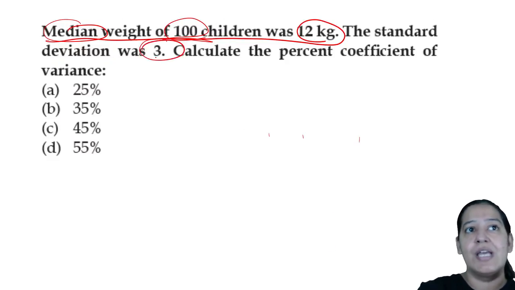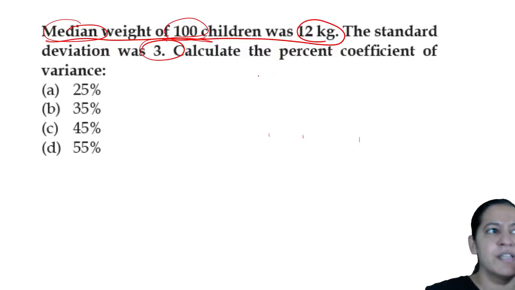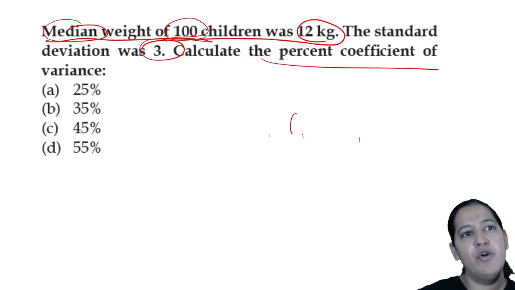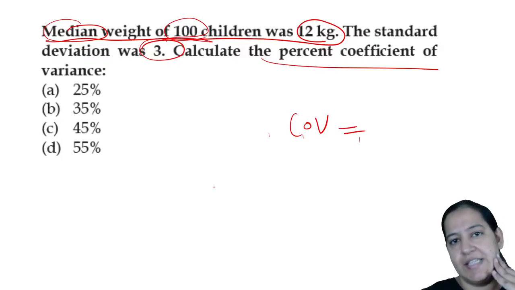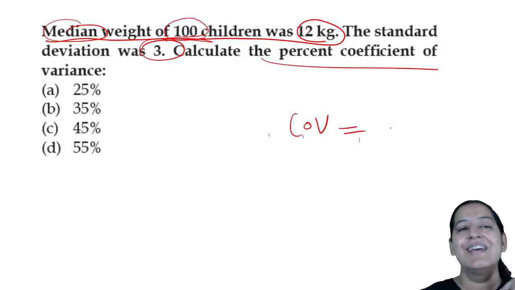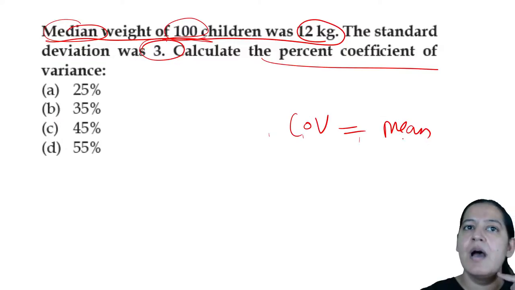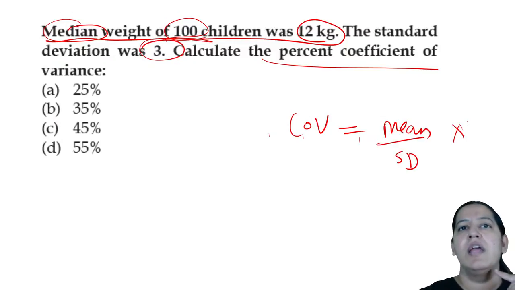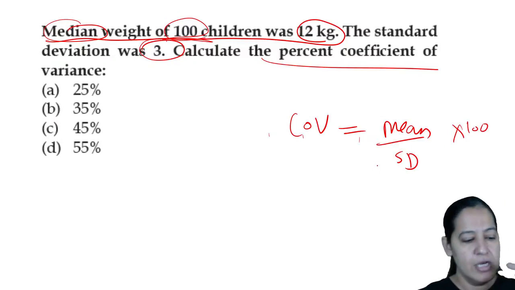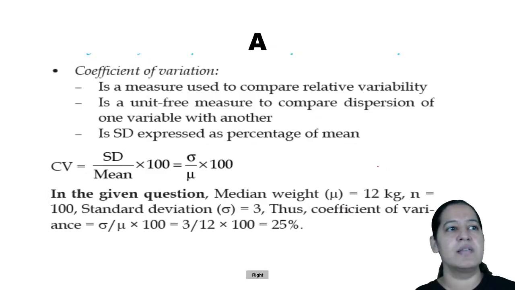Standard deviation is 3, plus minus 3. What is the percentage of coefficient of variance? How will you calculate COV? What is the formula for COV? The formula for COV is standard deviation upon mean into 100. But mean is not given, so I consider the author will take median as the mean only.